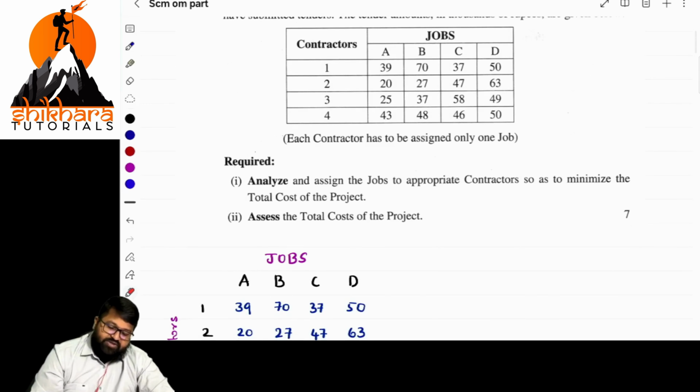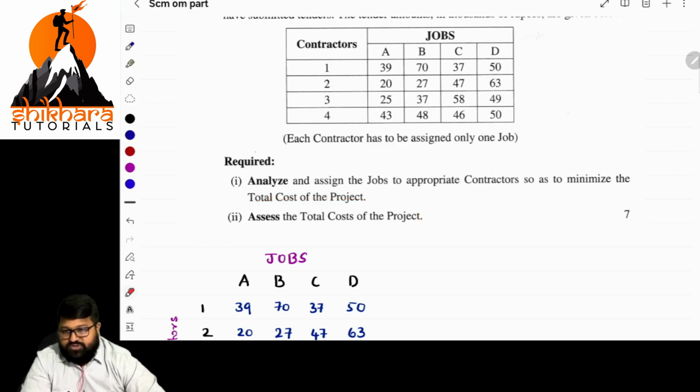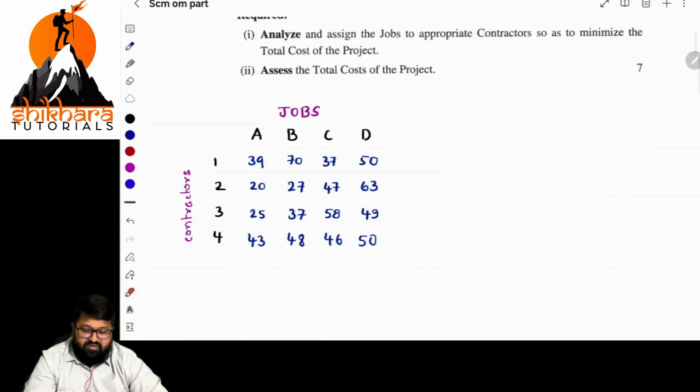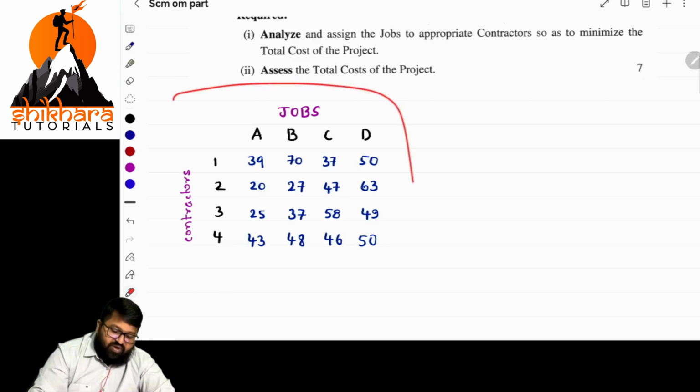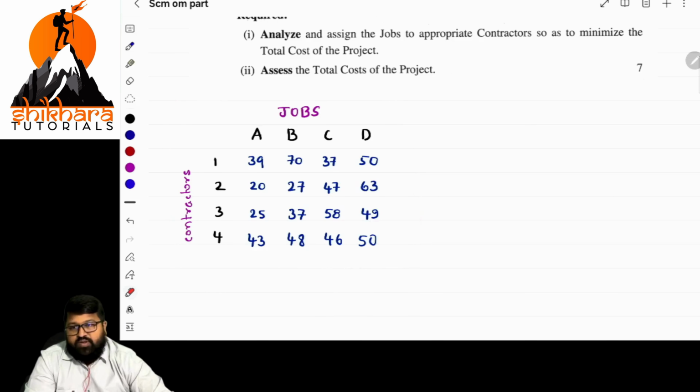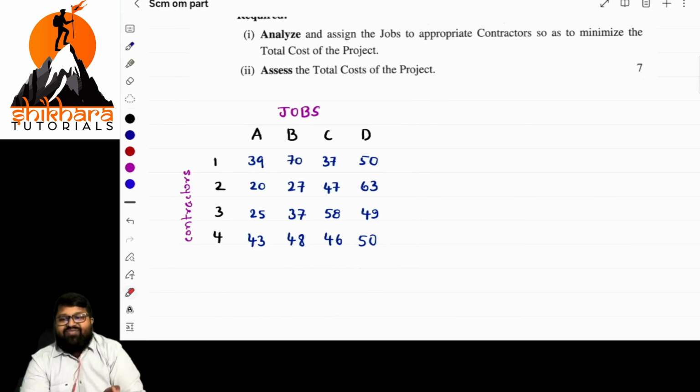Next, what is being asked? Assess the total cost of the project. To save time, I have drafted the entire information here. Presentation is most important, my dear buddies. If you present it perfectly, then fine. So when you have this problem, present it in a perfect manner. Write this part once and then start the steps.